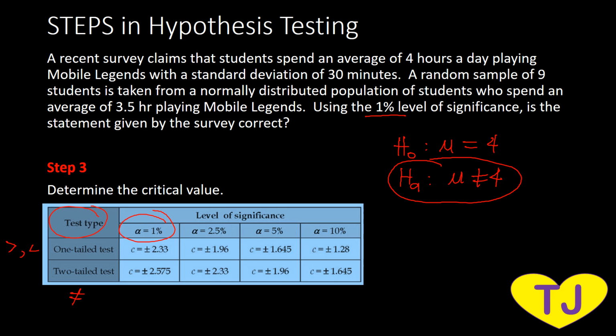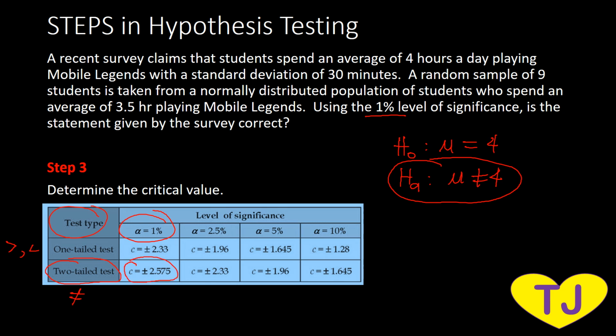Now, if you look at the problem, or our statement for that hypothesis, we have the alternative with the not equal to symbol. So that means the type of test here is a two-tailed test. So that is what we are going to look at: what z value is going to be the intersection for the type of test and the level of significance. And that is this one.